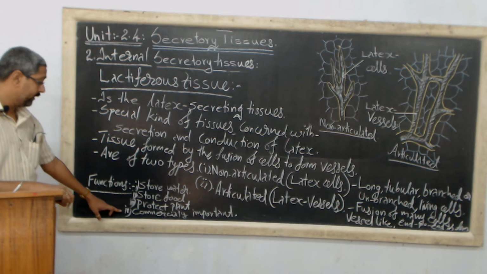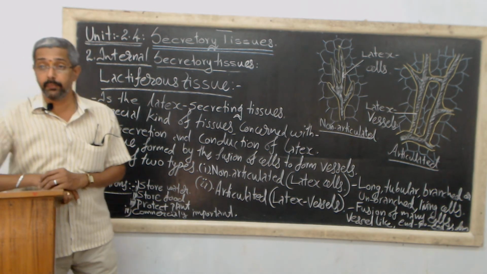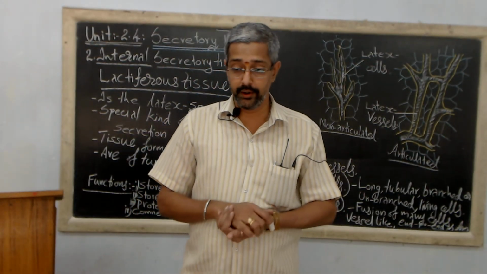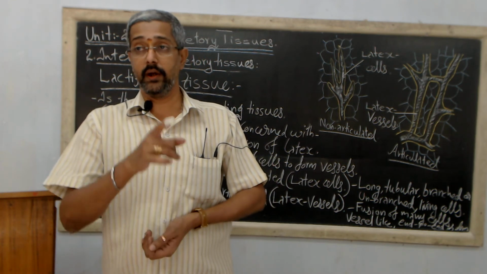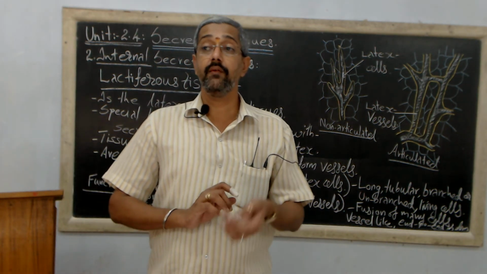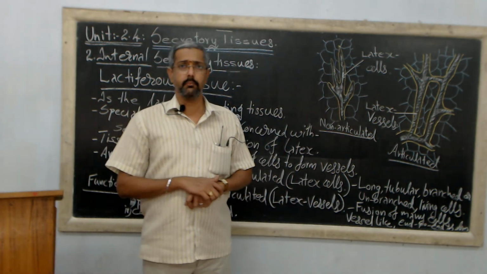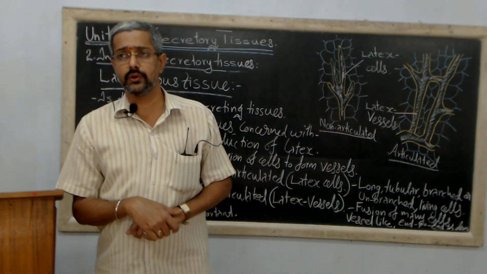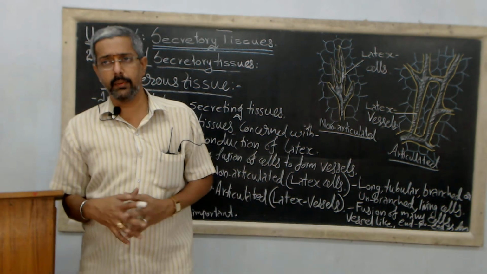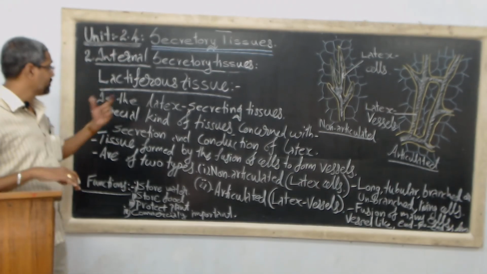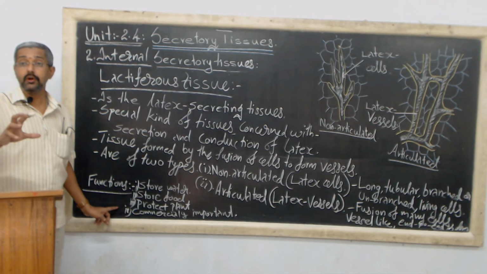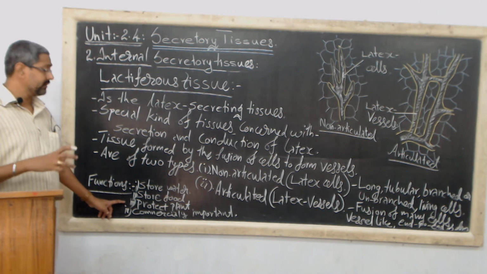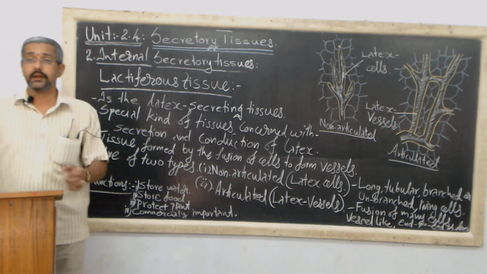Similarly, the fourth function is commercial importance. Many species of plants produce latex in their plant body, which is commercially very important. One example I have already cited is Hevea brasiliensis, para rubber. Rubber is a commercially important and economically valuable material which is used for making rubber sheets or rubber products. That is why the laticiferous tissue present in the plant is also economically important. So these are the chief functions and importance of latex which is produced by the laticiferous tissue.